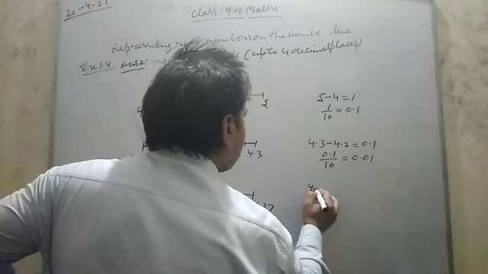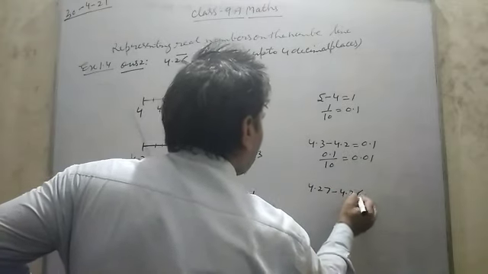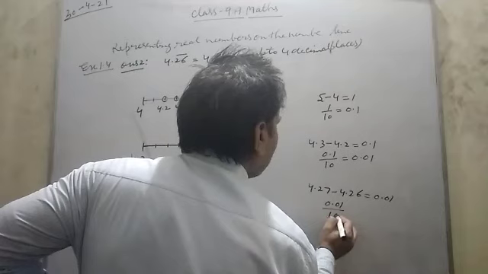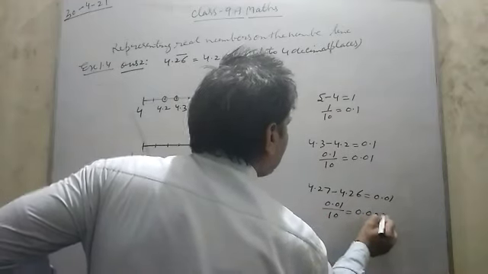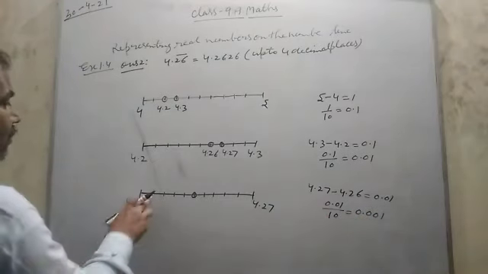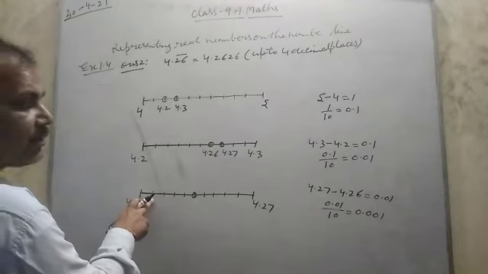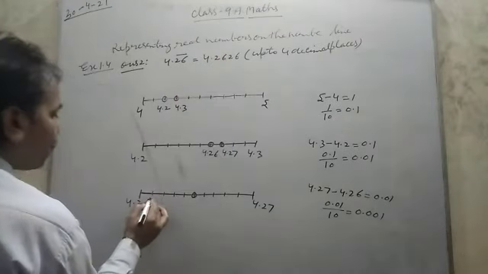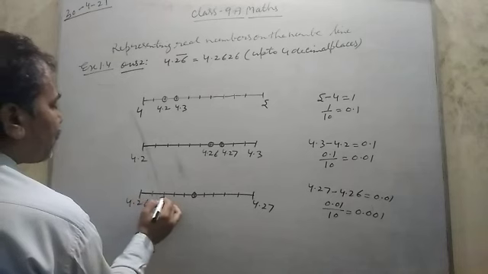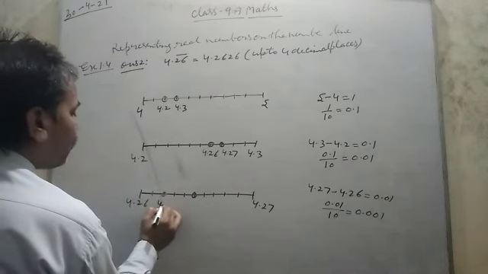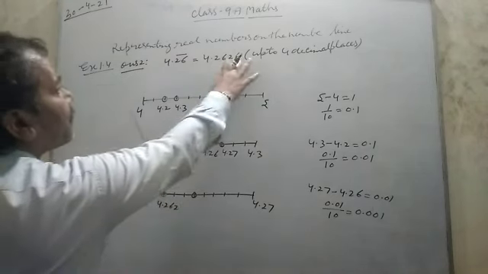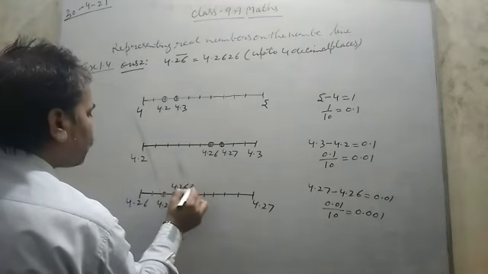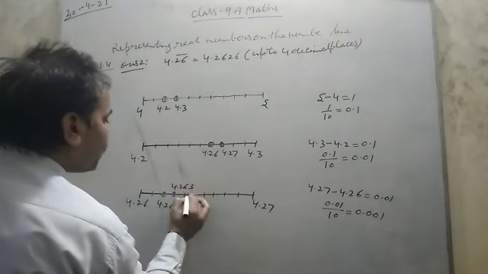So find the distance between them. So 0.01. So 0.01 divided by 10 is 0.001. Okay, which means one part will be 0.001. So 26, then the third digit 2. So this is 4.261, this is 4.262, and after that there is also a digit, so it lies between 4.262 and 4.263.